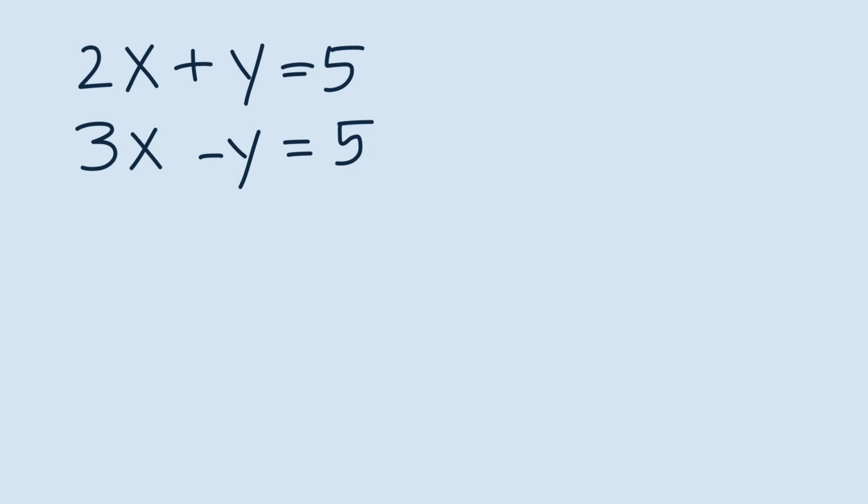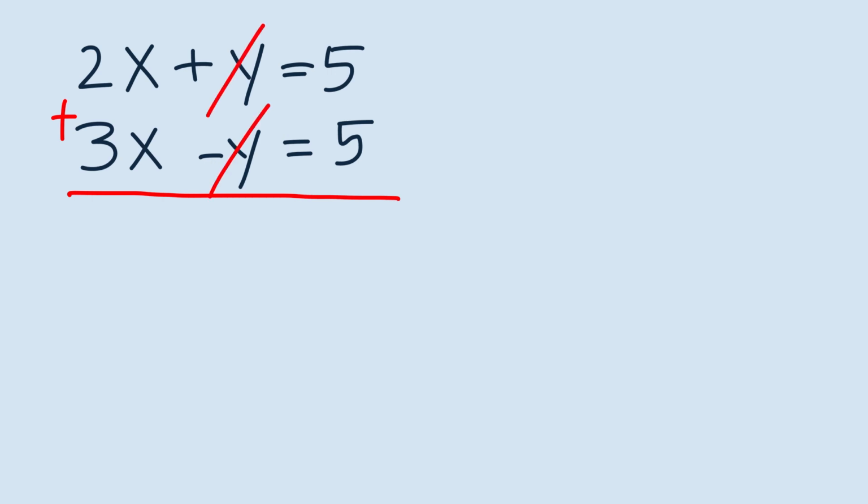So we can solve this question by adding these two equations. I will simply put a line and add these two equations. Why? Because if you notice here, we have positive y and we have negative y. The coefficient of this y is 1 and the coefficient of the other y is minus 1, so we can cancel them out.